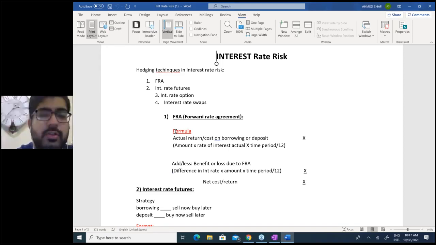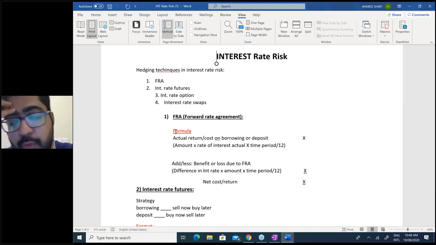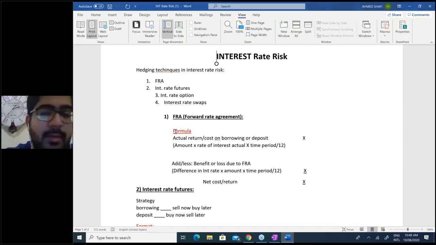How will you get the actual cost of borrowing or return on deposit? It's the amount, whatever the amount is, into the actual rate of interest into the time period over 12. Let's suppose you need to borrow or deposit for 4 months, so the time period is 4 over 12. If you need to borrow or deposit for 6 months, that's 6 over 12. Then you need to add or less the benefit or loss due to FRA. The benefit or loss due to FRA is computed as the difference in interest rate into amount into time period over 12.